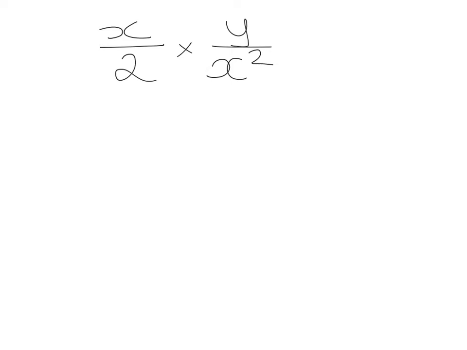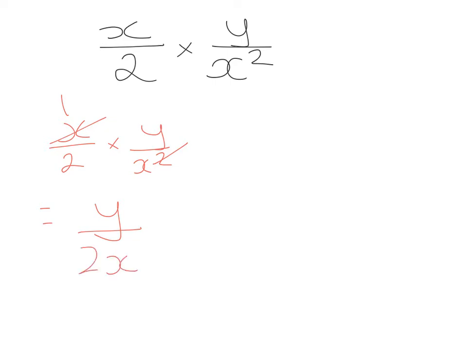Now I have x over 2 times y over x squared. Just like before, we can either simplify to start or we can simplify at the end. So I'm going to do it for both. In red, I'm going to do simplifying at the start. So x over 2 times y over x squared. Obviously x and x squared have a factor in common, it's x. x will go into x once and it will go into x squared and leave you with just x. So this is now a half times y over x. So y times 1 is y, and 2 times x is 2x.